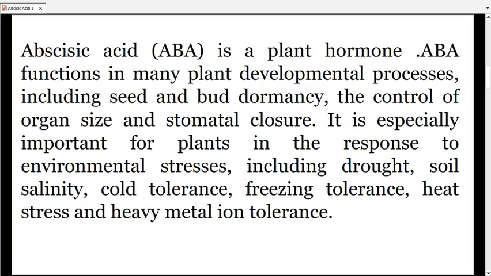Actually, we see this hormone, this growth inhibitor, is important for plants because it prepares the plant for the responses to various environmental stresses, including the conditions during the harsh winter, including drought, soil salinity, cold tolerance, freezing tolerance, heat stress and heavy metal ion tolerance. So this hormone is important, otherwise the plant will die. Abscisic acid prepares the plant to survive during the harsh conditions by performing different roles or by showing different physiological conditions.